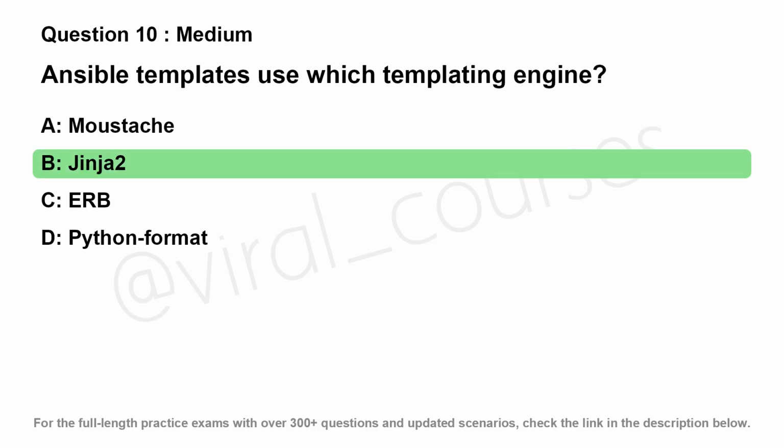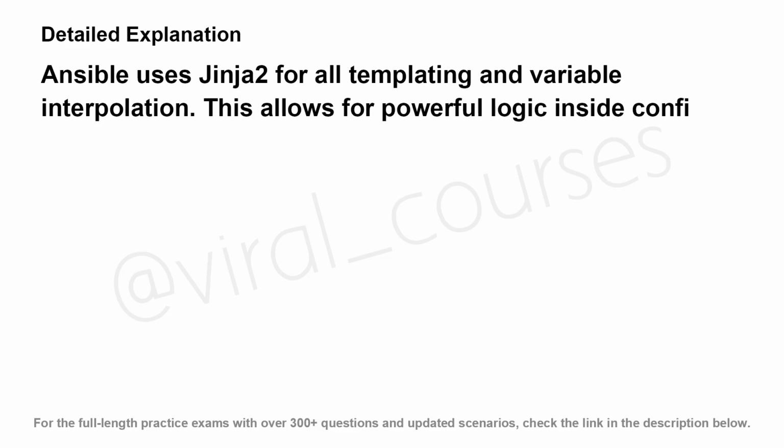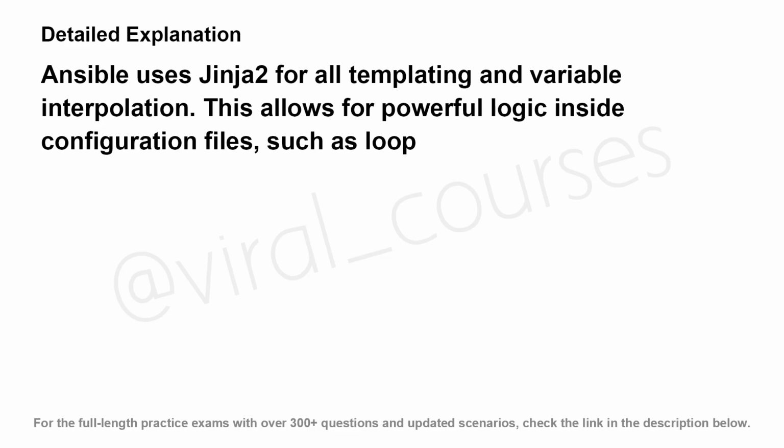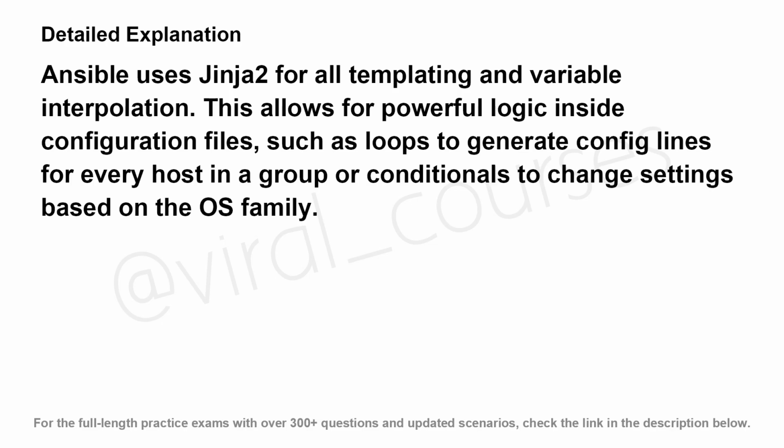The correct answer is B. Ansible uses Jinja2 for all templating and variable interpolation. This allows for powerful logic inside configuration files, such as loops to generate config lines for every host in a group or conditionals to change settings based on the OS family.